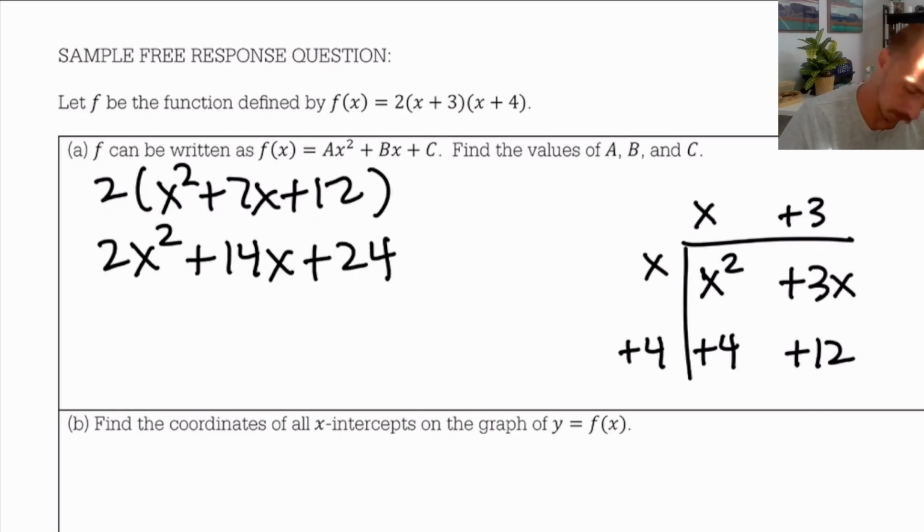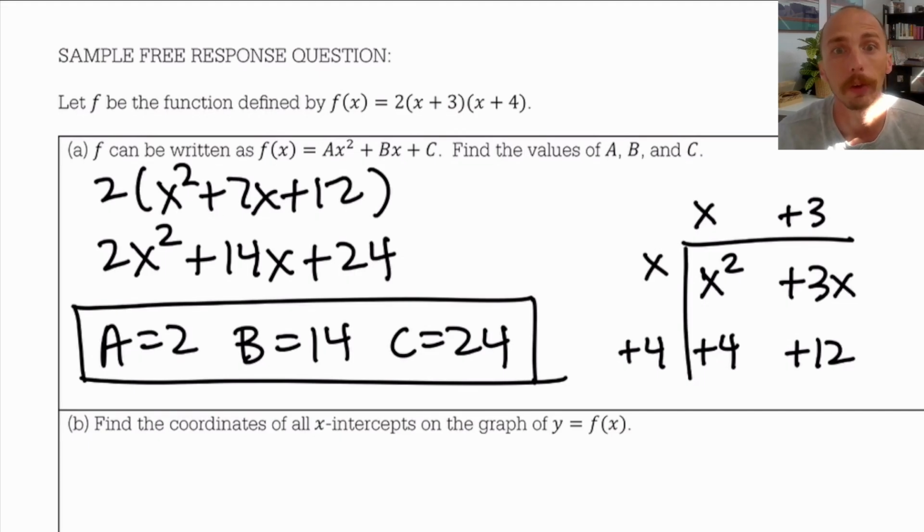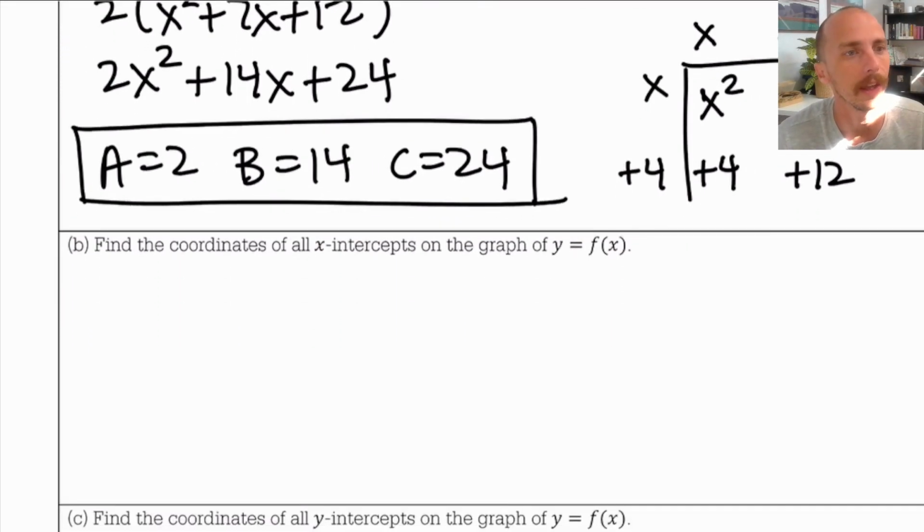Okay. And so, if they're looking for the values of a, b, and c, I'd say a was 2, b was 14, and c was 24. You do not have to box your answer in this class. I'm just doing it kind of to draw your attention to that as the solution.